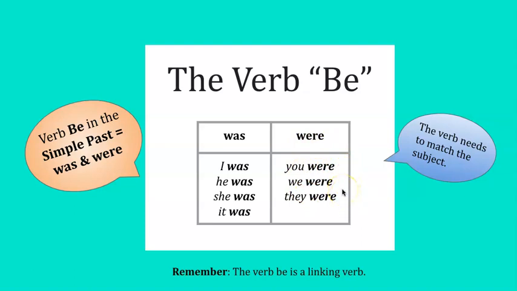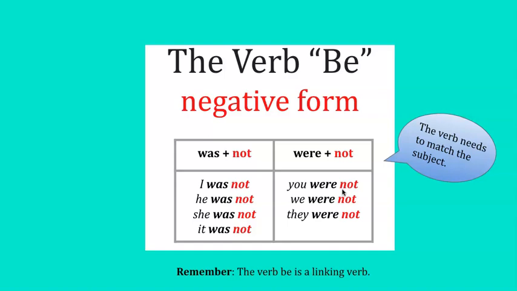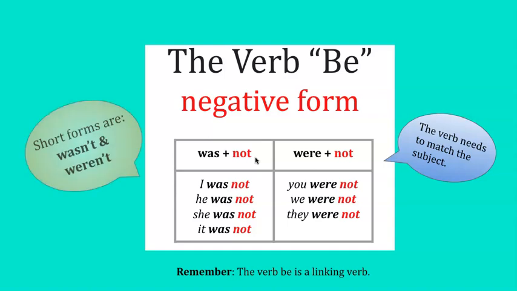Remember, this is the simple past tense, for the affirmative form of the verb be. The negative form of the verb be, you add not after. Was not or were not. If you want to use the short form, the contracted form, then we say wasn't or weren't. I was not, I wasn't. You were not, you weren't.